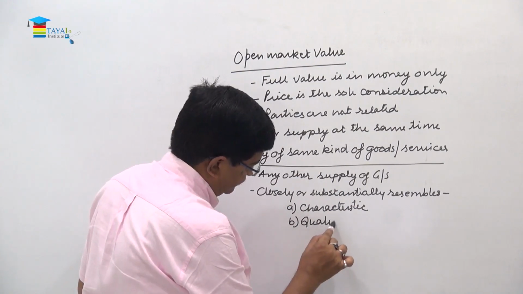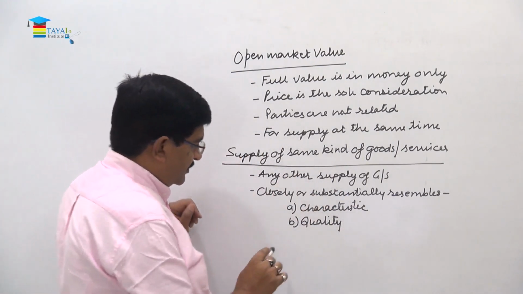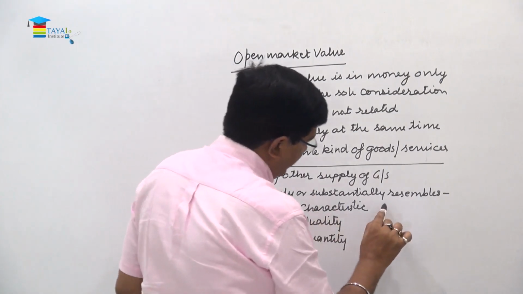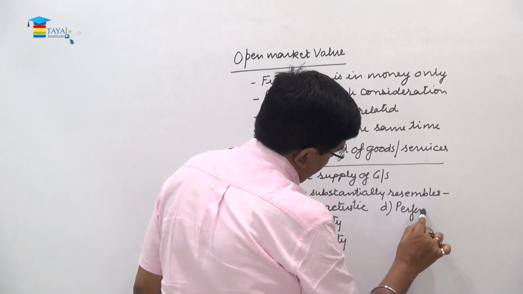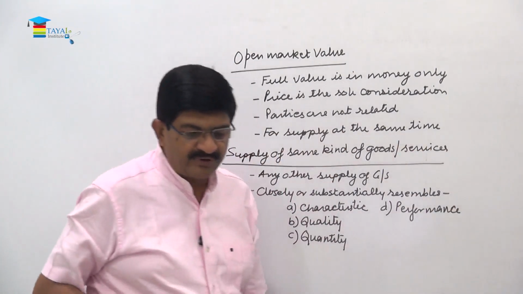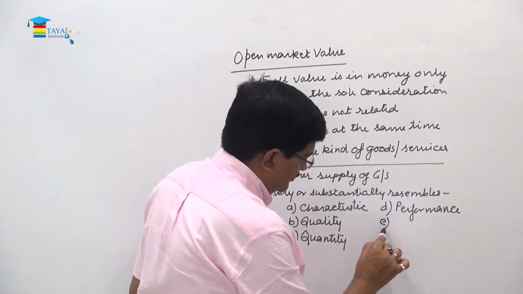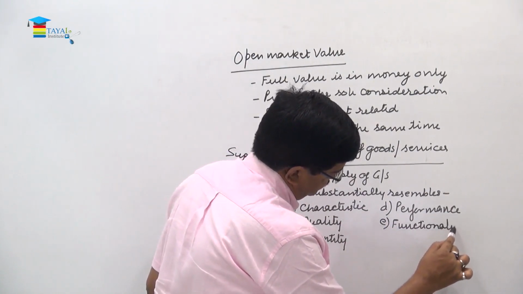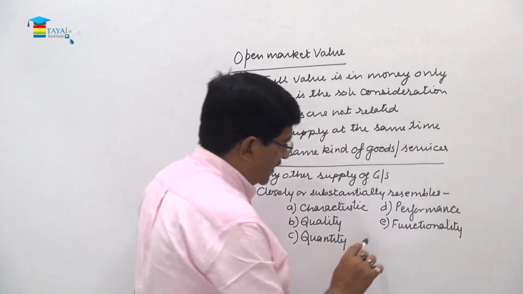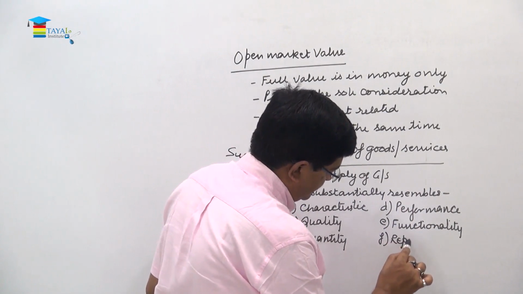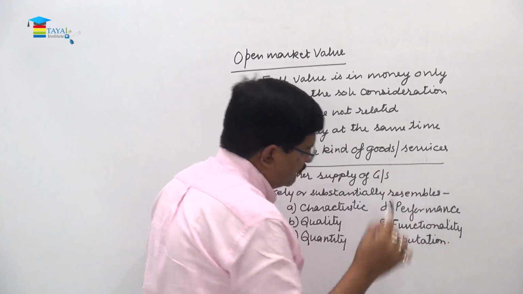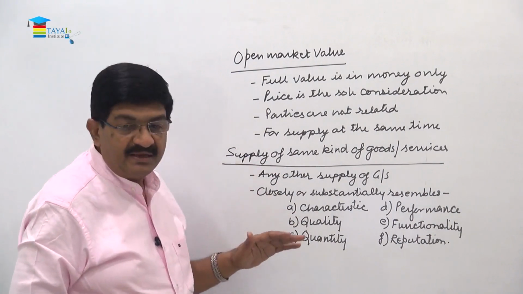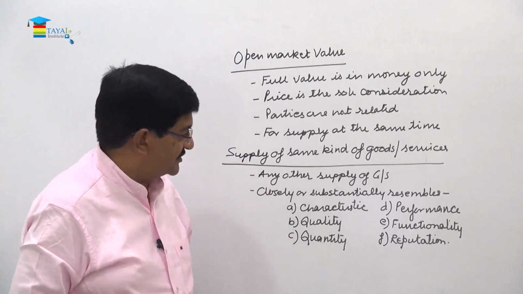that is quality, number C, the quantity, number D, the performance, number E, functionality, then number F, reputation. So if these things match, then we can say that this supply is the supply of the same kind of goods or services. So main is this.